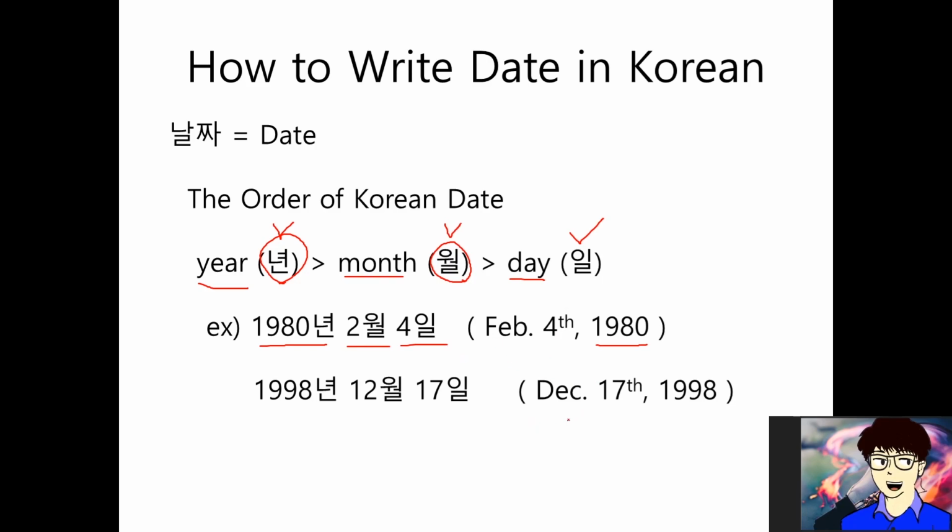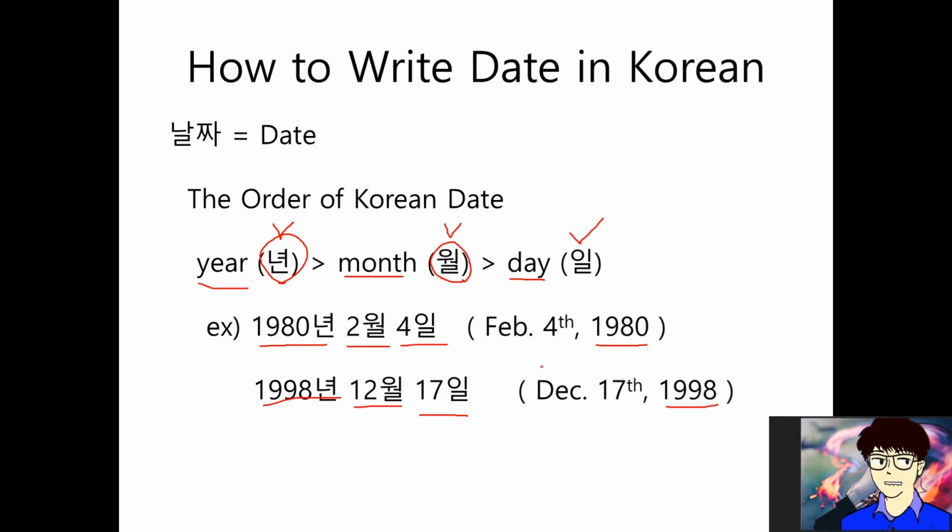Then, how about December 17th, 1998? How do you say in Korean? Right. First, year first. So, 1998년. And December is 12월. And the last thing, 17th, 17일. You can understand? So basically, you just combine cardinal numbers and 년, 월, 일. Okay? That is how to write date in Korean.